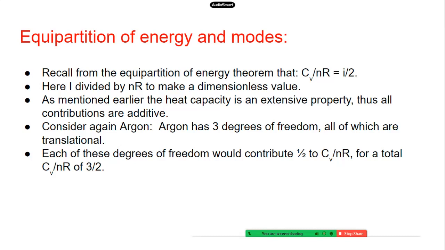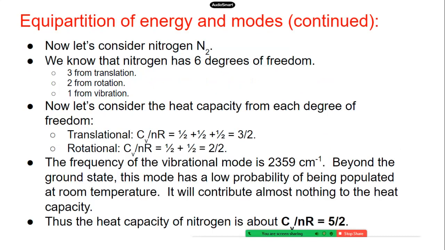That seems simple so far. So what about nitrogen? We know nitrogen has 6 degrees of freedom. For translational, CV over NR is 1/2 plus 1/2 plus 1/2 is 3/2. Rotational, CV over NR is 1/2 plus 1/2 equals 2/2.